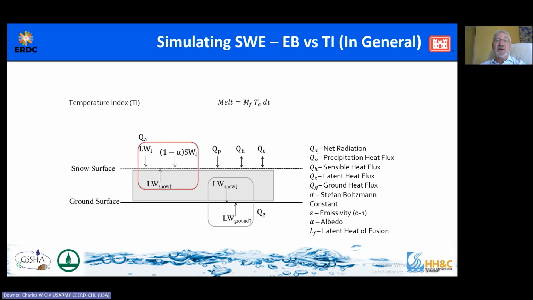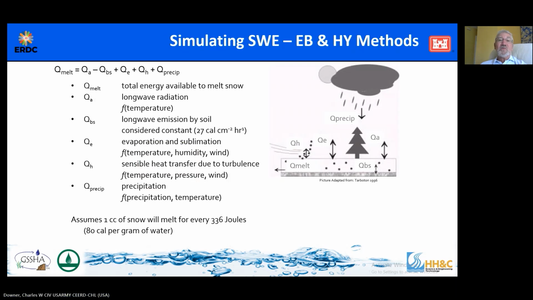If you're doing the temperature index, you're just looking at the temperature of the air, and you're driving what happens inside the snowpack based on the temperature in the air. So it's a much simpler type of formulation. So in the energy balance, and in the hybrid, which also is a hybrid energy balance, those are all the things we look at.